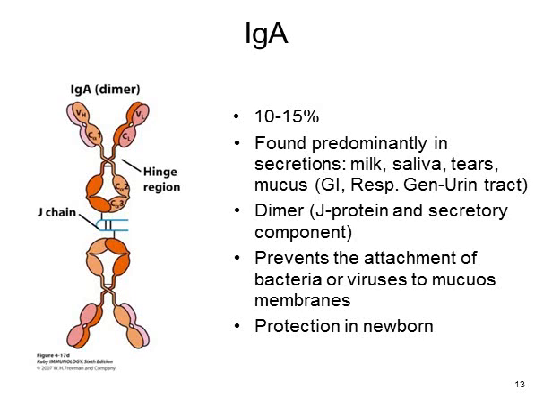IgA comprises 10 to 15% of your total immunoglobulin content and is found predominantly in secretions such as milk, saliva, tears and mucus. It's very important for immunity in the gastrointestinal, respiratory and genitourinary tracts. It forms a dimer with a J protein chain, and this allows it to have a secretory component. IgA prevents the attachment of bacteria or viruses to the mucous membranes, and again, along with the other antibodies that are capable of moving across the placenta or are present in secretions, is very important in protection of newborn infants.